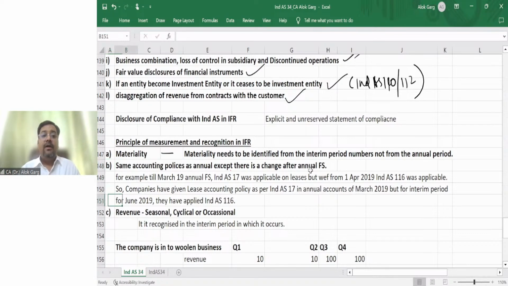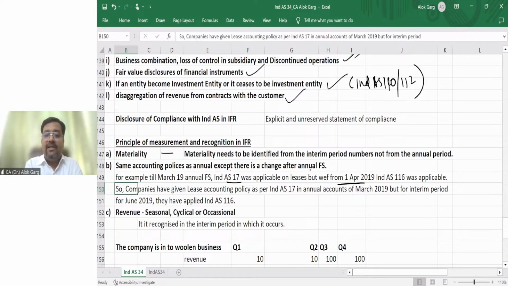For example, till March 19 annual financial statement, Ind AS 17 was applicable to leases, right? But with effect from 1st April 19, Ind AS 116 was applicable. So companies have given lease accounting policy as per Ind AS 17 in annual accounts of March 19, but for the interim period for June 19, they have applied Ind AS 116, right? Is that clear? Because the standard has been changed.